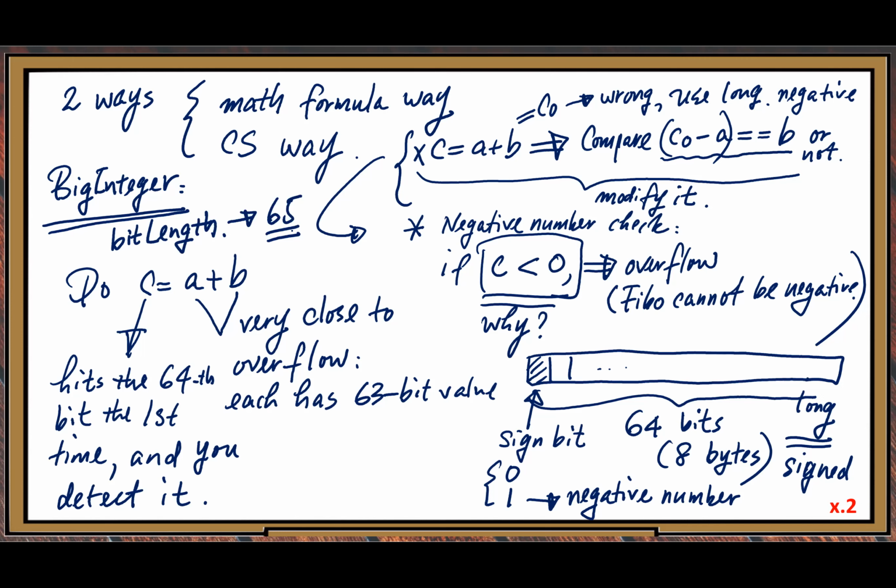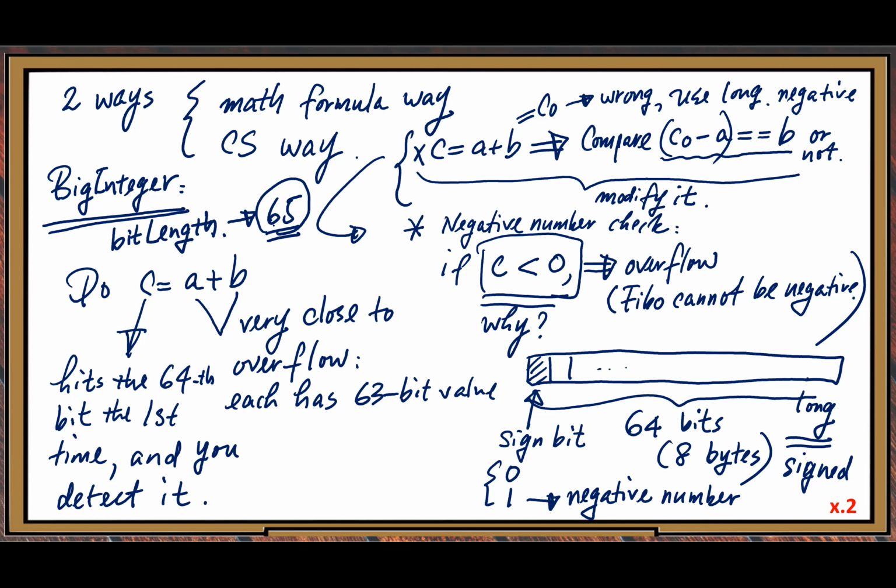Because for unsigned long there is no sign bit. We use all bits to represent valid numbers, so we can use all 64 bits. But for overflow detection, we should use 65 to do the detection. That's the overflow phenomenon.